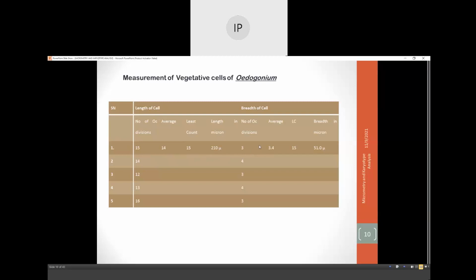In the same way, if the breadth is to be calculated, then the scale is to be brought parallel to the breadth of the cell, and the number of ocular divisions are to be counted, averaged and multiplied by least count. This will give 15.0 micron. This I will show with the help of two slides separately also at the end, which will not be in the slideshow.